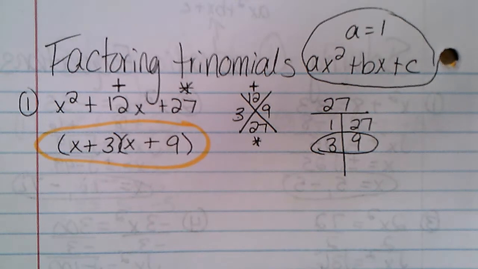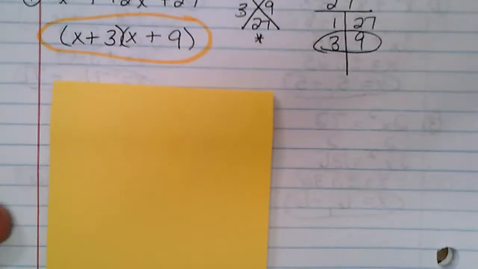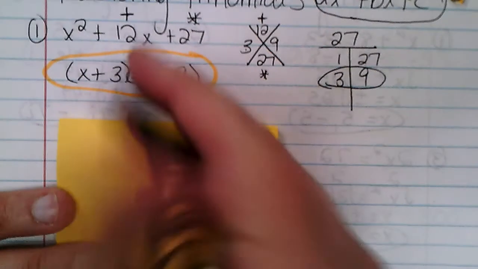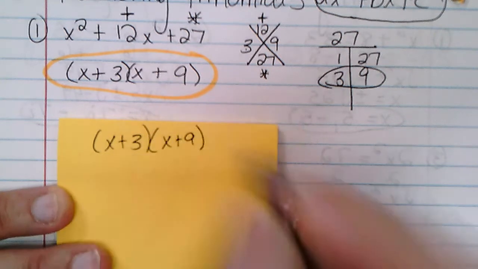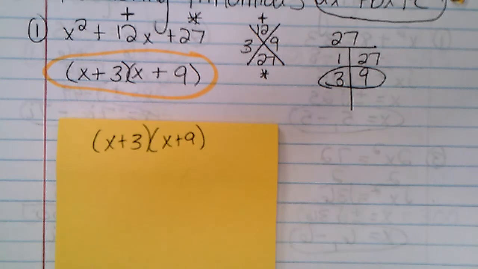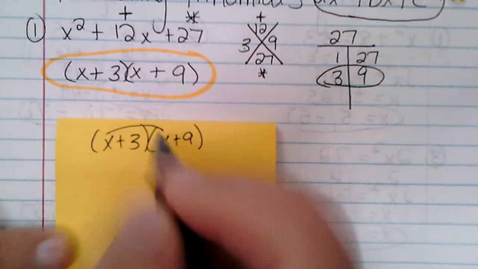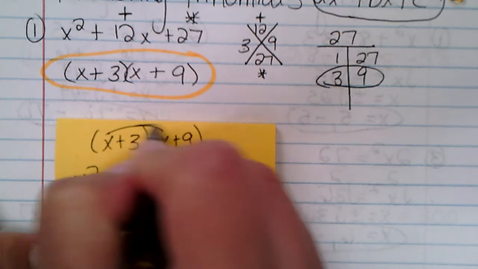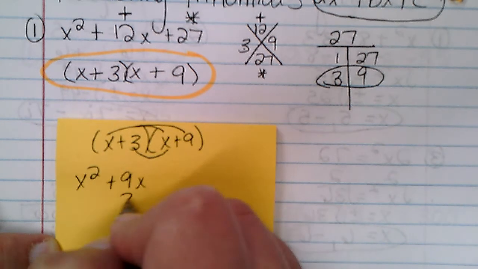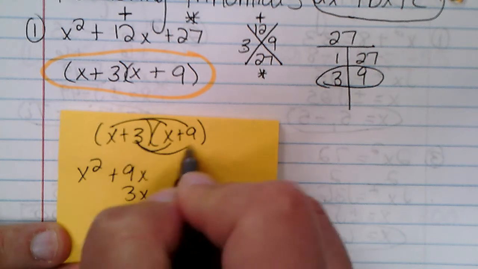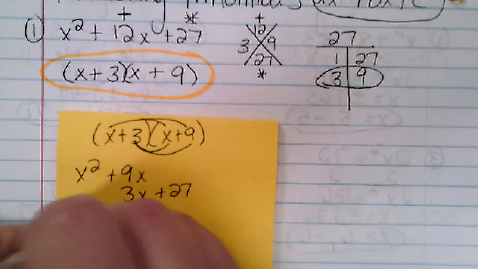So just for number 1, I'm going to prove it to you by double distributing my answer and seeing if I got the original problem I started with. Okay, and you can do this to check any of your answers. If you're not sure, it's perfectly fine. So x times x is x squared. X times 9 is 9x. 3 times x is 3x. 3 times 9 is 27.